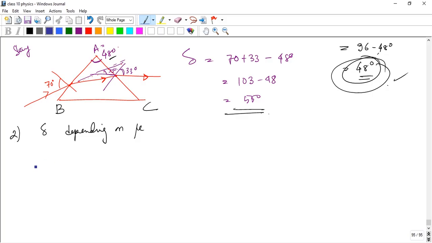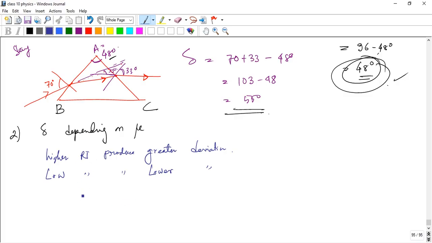Higher refractive index produces greater deviation. So higher RI produces greater deviation, and lower RI produces lower deviation. Get it?